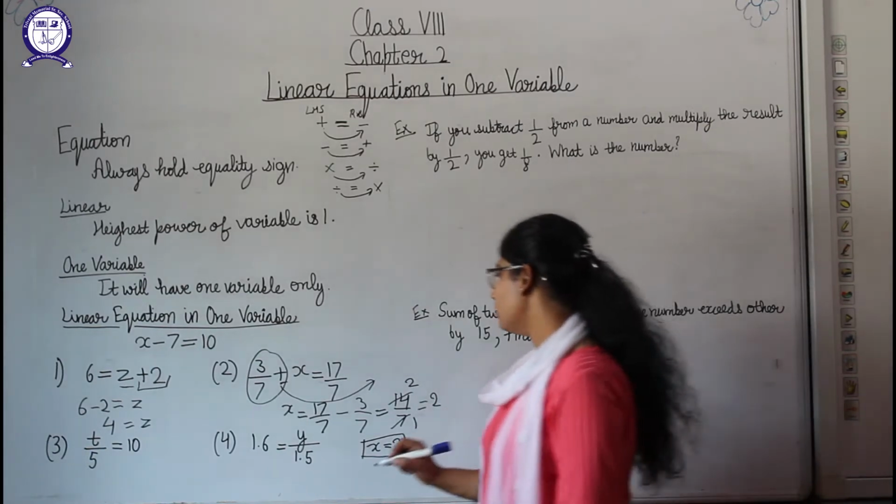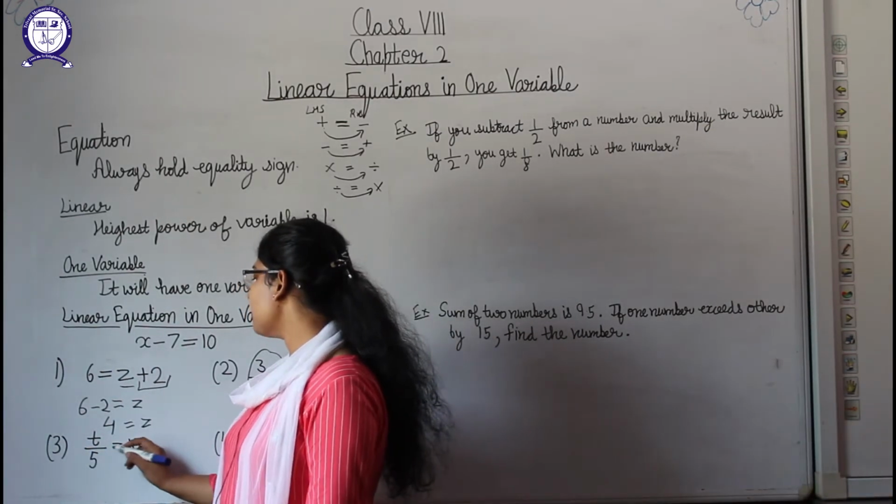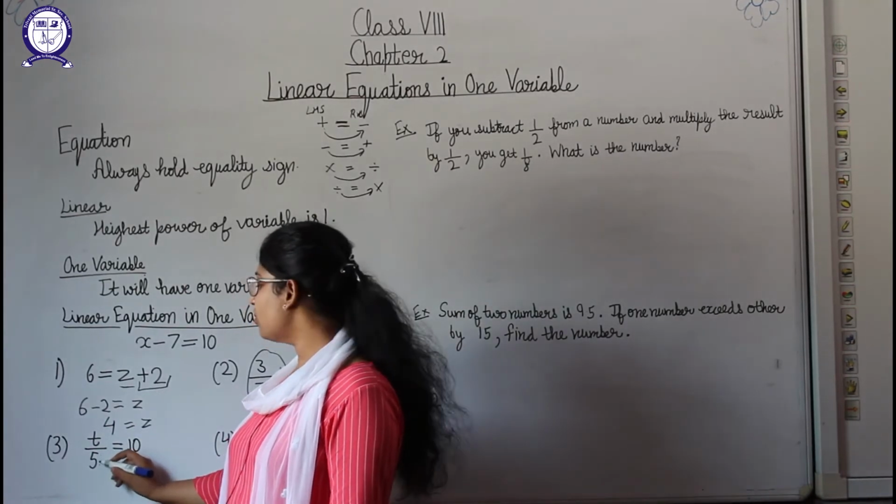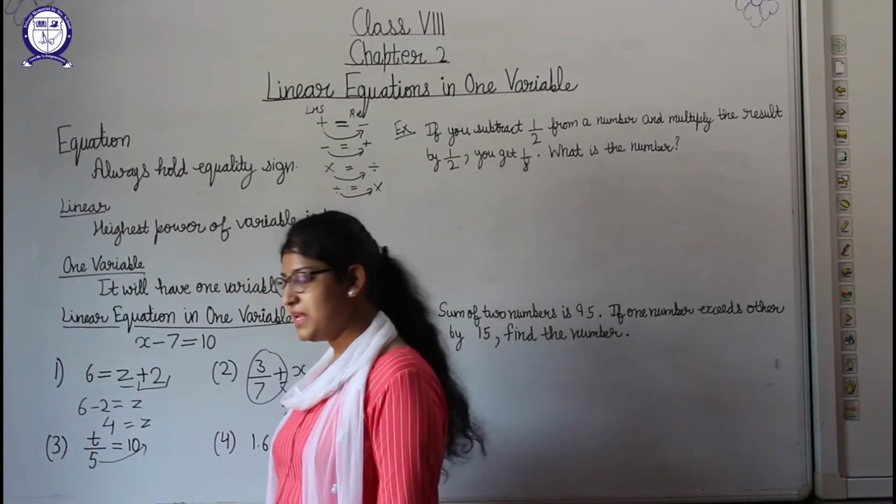Okay, now the third one is t by 5 is equal to 10. Here 5 is in division, so there it will be in multiplication.